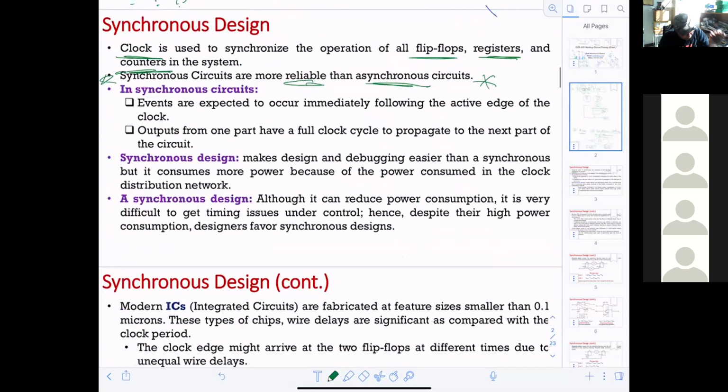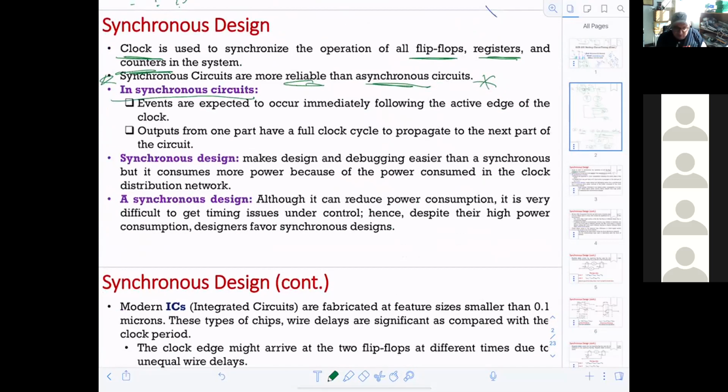Anyway, in a synchronized circuit, events are expected to occur immediately following the active edge of the clock, or the negative edge of the clock here.